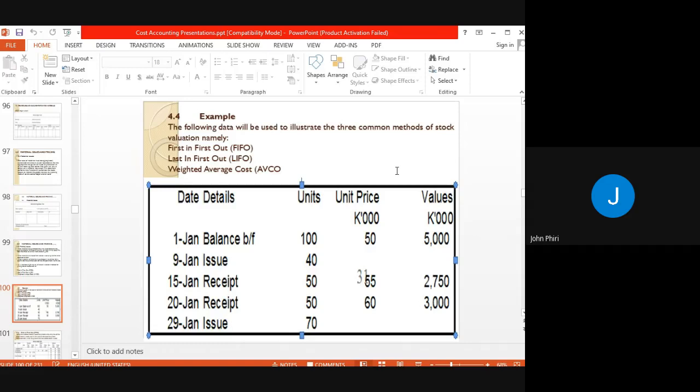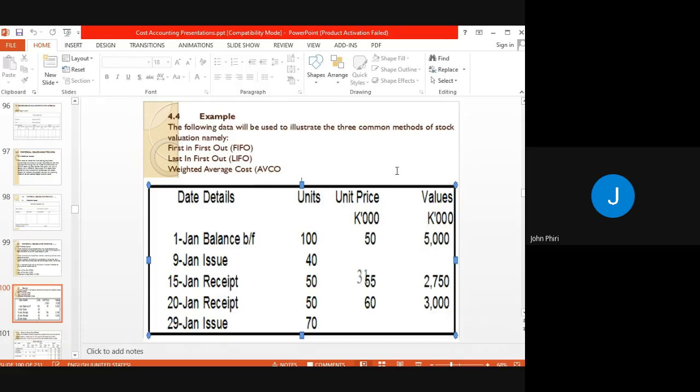Now, look at this. On 1st January, we have a balance brought forward of 100 units, and each of those units cost 50 kwacha. So the value is 5,000. On 9th June, we issue 40 of them.